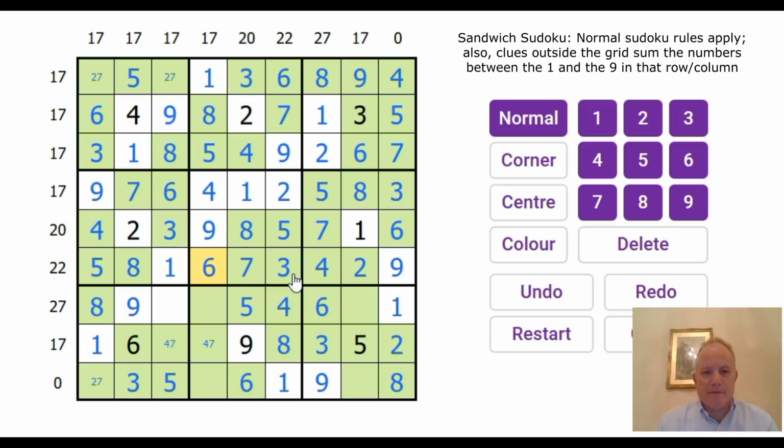That's a really lovely puzzle. Thank you very much to Week1 for sending that. I enjoyed it. I would have enjoyed it more if I hadn't stalled for no apparent reason in the middle when I wasn't spotting that the 27s only had 1 outside them. Lovely puzzle. Let's just check. Yeah, there we go. So I hope you enjoyed that sandwich Sudoku.